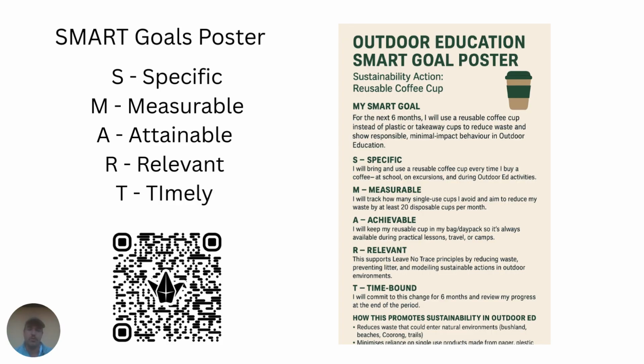Attainable, so it has to be realistic as well. So obviously you can't say I want to cure climate change through being sustainable. It's not really attainable, it's not really measurable, it's not really specific. So making sure you can actually do it and it's something you can implement into your own lives.